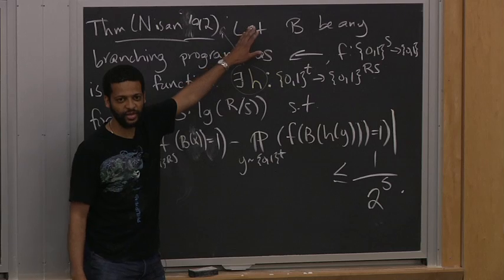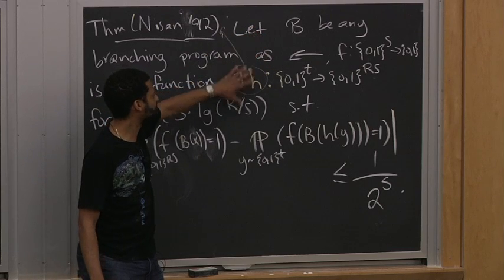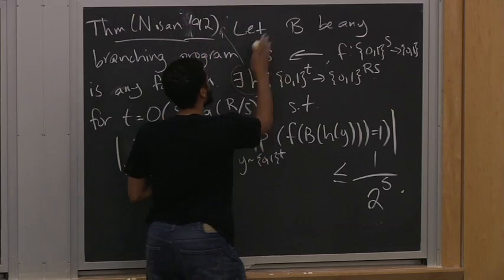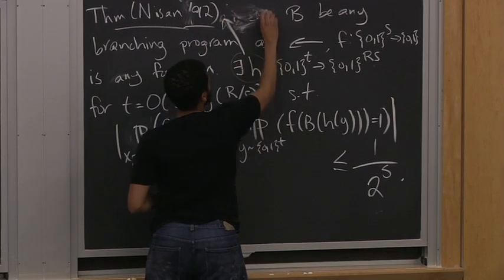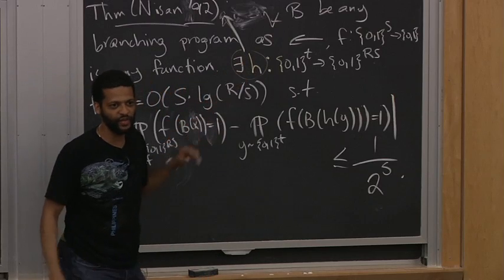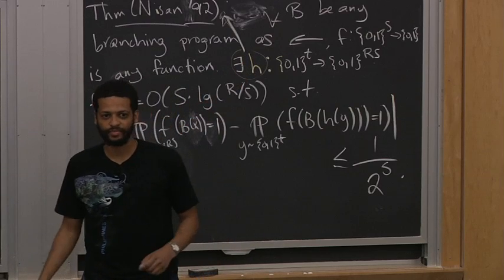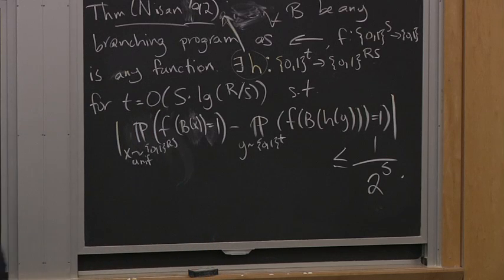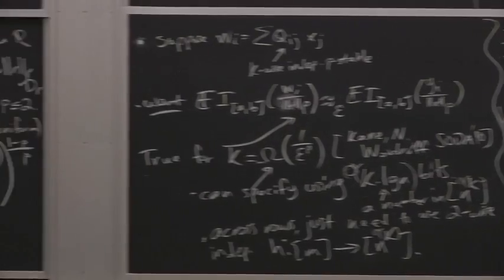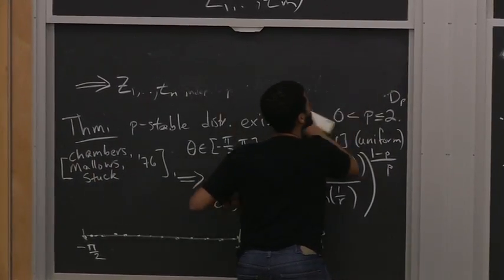H does not depend on the branching program. So there exists an H such that for all branching programs and for all functions f, H fools them. Okay, good. I'm not going to prove Nisan's theorem. If you really want to see the proof of Nisan's theorem, you can read his paper. But I'll tell you what H is. It's not a complicated H.